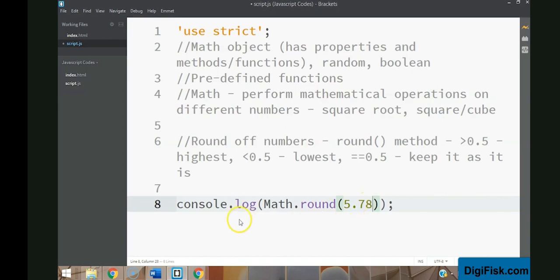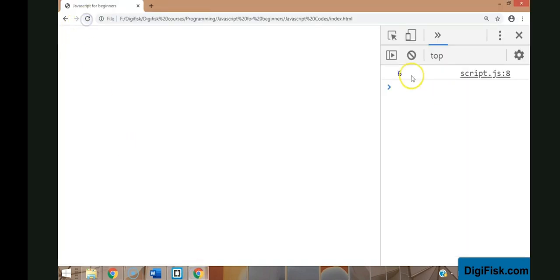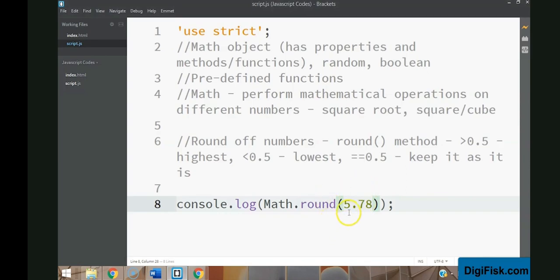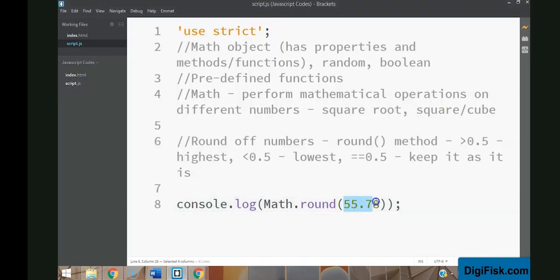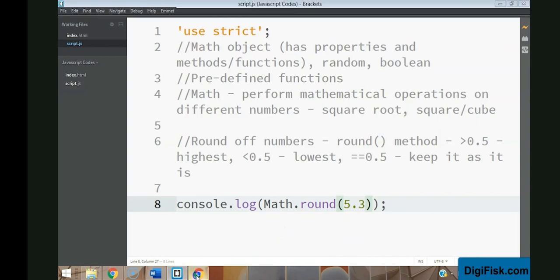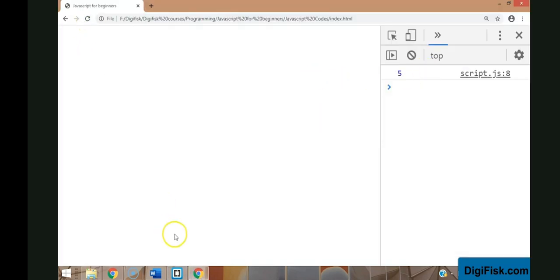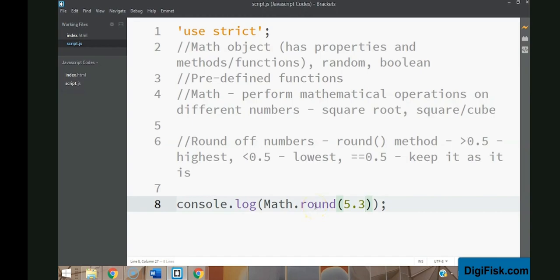You can also do it like this, 5.78. It's still going to be 6, because it's still going to round off to the highest number. So it's the decimal part that decides. If I give 55.78, I'm going to get 56. But on the other hand, if I give 5.3 or something like that, what is it going to round it off to? It's going to round it off to 5 and not 6. See, there's a one number difference in here. So that's very important to remember. It does not want to keep the decimal number, so it wants integers as the result. So that's your round.